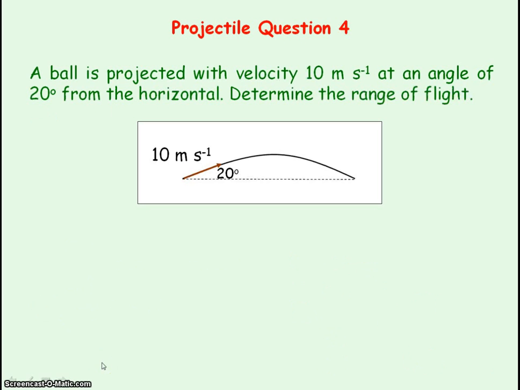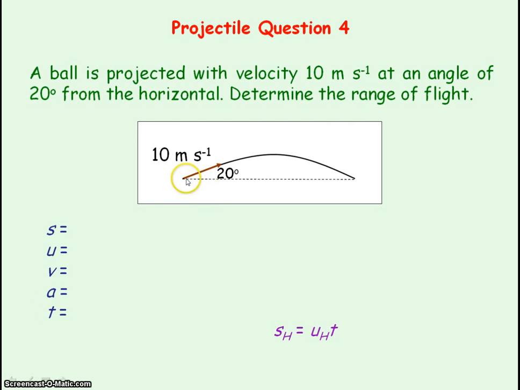So for this question, we need to determine the range of flight, which is our horizontal displacement. So we use the equation for constant velocity in the horizontal motion. So we're trying to find SH. However, we can't use this equation yet because, yes, we have the initial velocity horizontally, but we don't have time t, the time of flight. So we need to first determine the time of flight using the vertical motion. So we need to use one of the SUVAT equations.